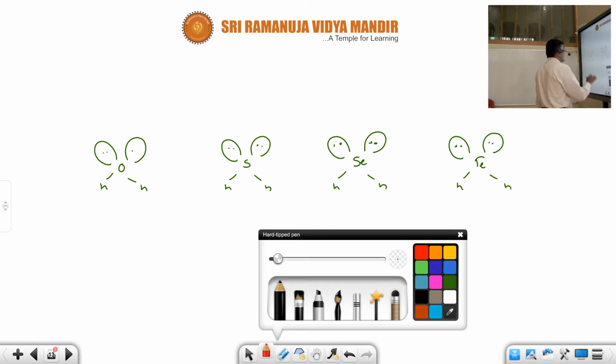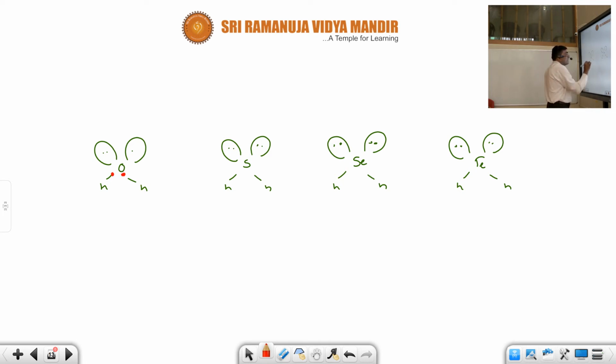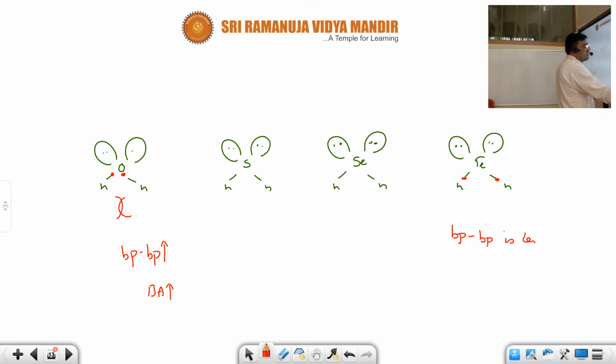Students, you know very well, oxygen is more electronegative, so electron density will be concentrating here. But where tellurium is considered, electron density will be concentrating over here. So in this case, bond pair repulsion increases, so bond angle will be more. In this case, bond pair repulsion is less, so bond angle will be less. I hope you understood.